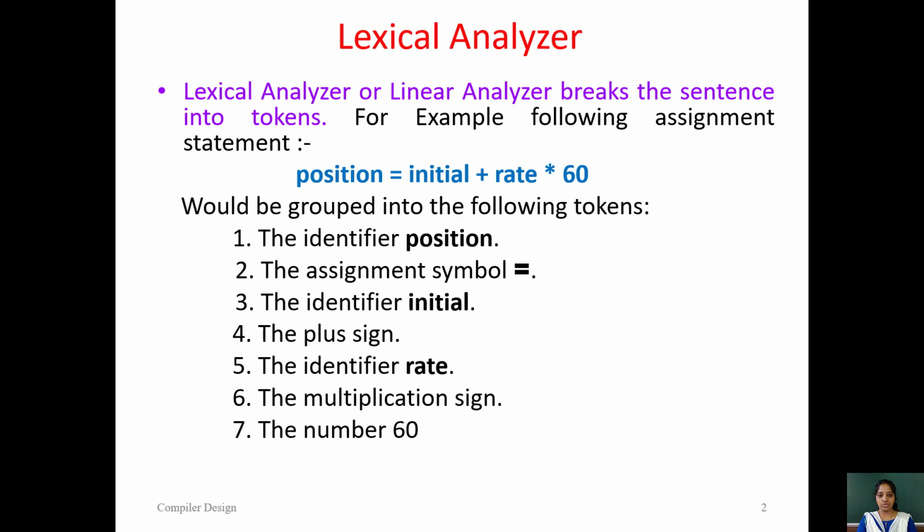What are those tokens? Position is one token, equal to is one token, initial is one token, plus is one token, rate is one token, star is one token, and 60 is one token. So the statement position = initial + rate * 60 is divided into the tokens position, equal to, initial, plus, rate, star, 60.